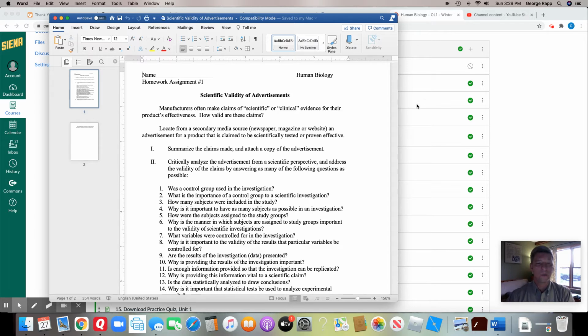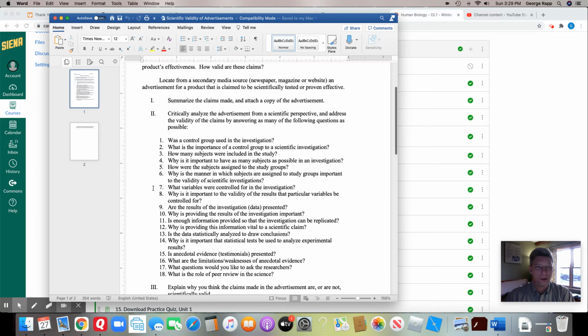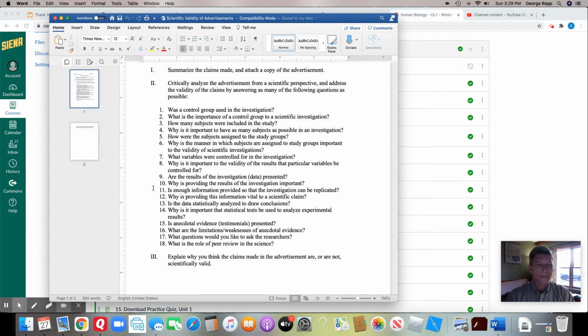So the first of three major requirements are to find the ad, summarize the claims that are made, and attach a copy of the advertisement. So the first page of this assignment should be the ad itself. Now, the second part here is really the hardest part. It says critically analyze the advertisement from a scientific perspective and address the validity of the claims by answering as many of the following questions as possible. And so you can see here there's a list of 18 different questions.